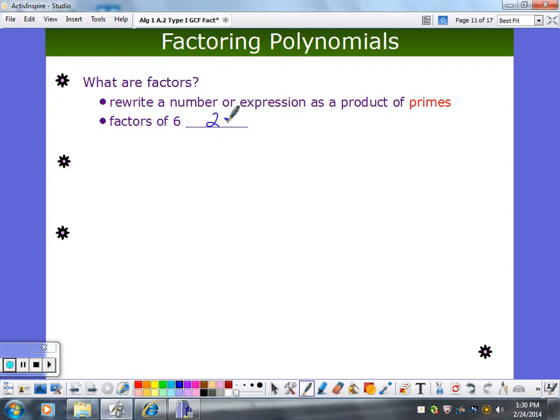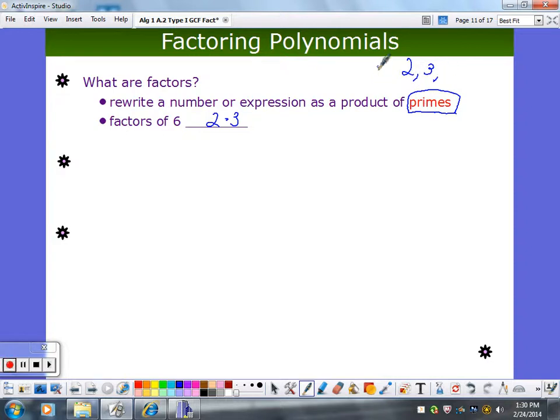Isn't that how you get there? So I rewrote 6 as a product of prime numbers. You don't have to use 1 and 6. Now, what is a prime number? I guess I should make sure we understand what that is. What's a prime? A number that's only divisible by itself and 1. So give me an example of some primes. 2. 3. Is 1 a prime number?